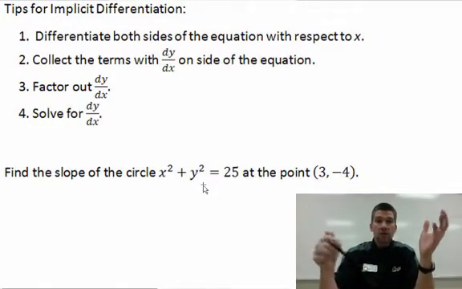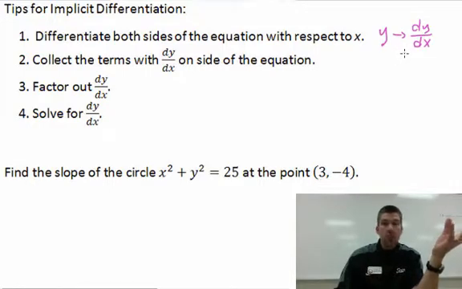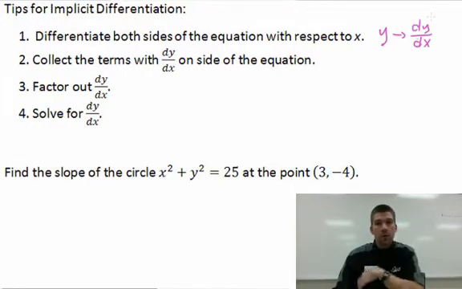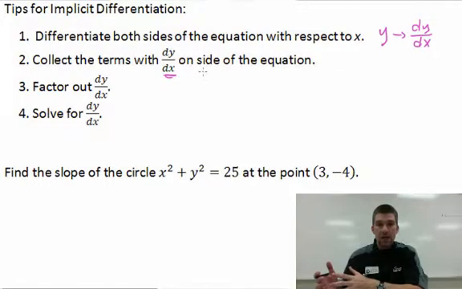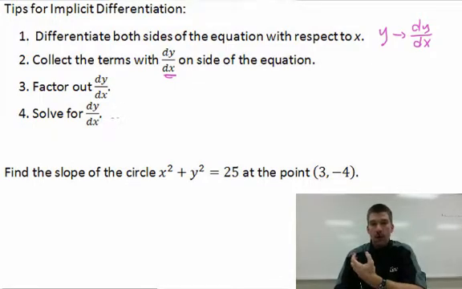If you have just a y, then when you take the derivative with respect to x, it becomes dy dx. We already do that. But if you have y squared, we've got to multiply that derivative now with dy dx. Collect all the terms with dy dx on one side of the equation, either on the left or on the right, but get all of those together. Then factor out dy dx and then solve for dy dx.